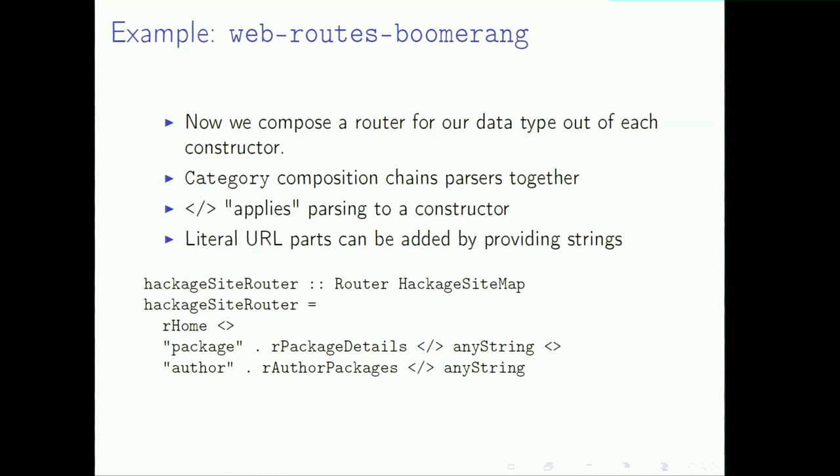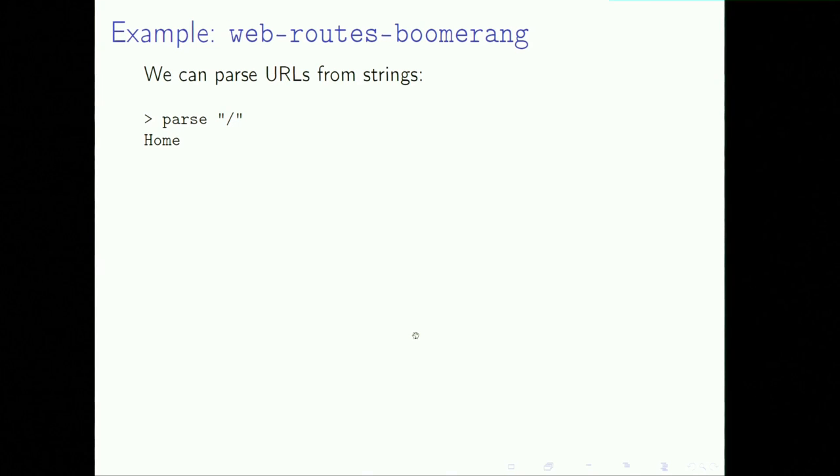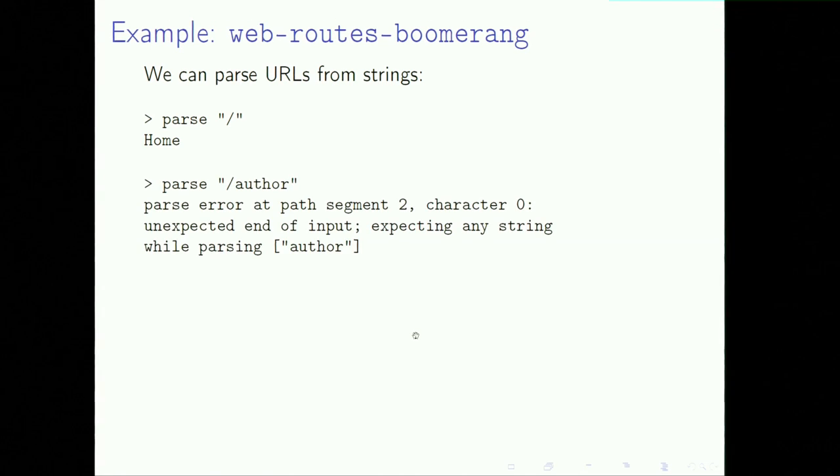And then our final choice is to do the same thing for authors. So if we see the string author, we then also need to parse a forward slash and parse the rest of the string, or render a forward slash and the name of the author. So we can now run this router in two directions. So if I try and parse the forward slash root, that's going to parse as the root home, as we would expect. We could try and parse the root forward slash author, and then we actually get a parse error.